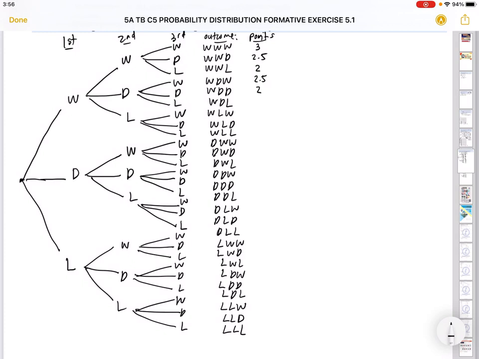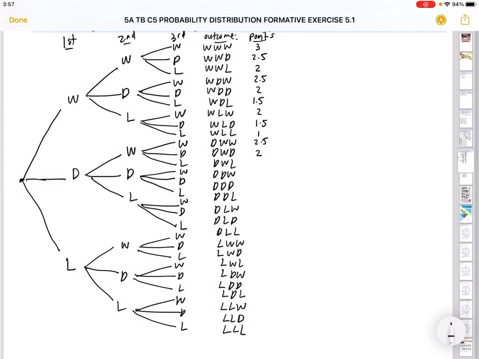Win, lose, win, 1 plus 0 plus 1, 2. Win, lose, draw, 1 plus 0 plus half, 1.5. Win, lose, lose, 1 plus 0 plus 0, which is 1. Draw, win, win, half plus 1 plus 1, 2.5. Draw, win, draw, half plus 1 plus half, 2. Draw, win, lose, half plus 1 plus 0, 1.5.